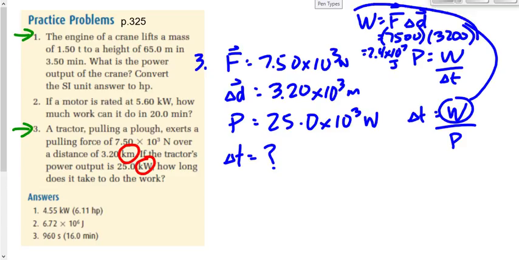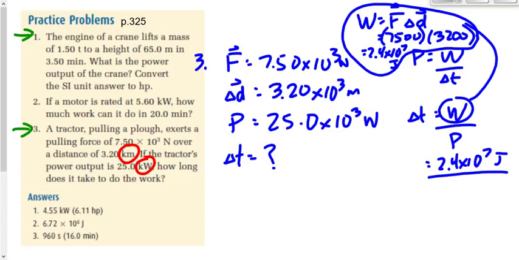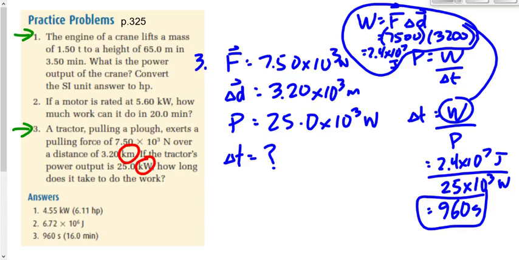All right, so there's the work. Just want to kind of block that off because it's getting a little cluttered there. 2.4 times 10 to the 7. Divide that by power. And the power was 25 times 10 to the 3, or 2.5 times 10 to the 4. And what do we get? Divide that by 25,000. 9.6 times 10 to the 2. And the units are going to be seconds, of course. So we say 960, or we could say 9.6 times 10 to the 2.